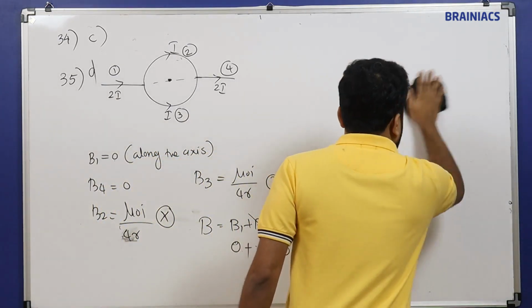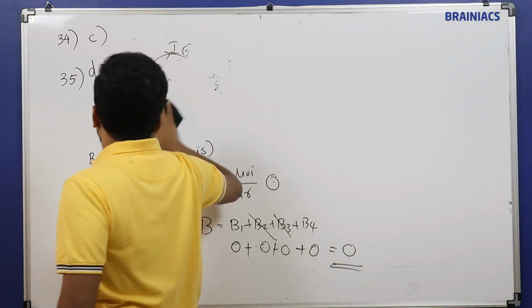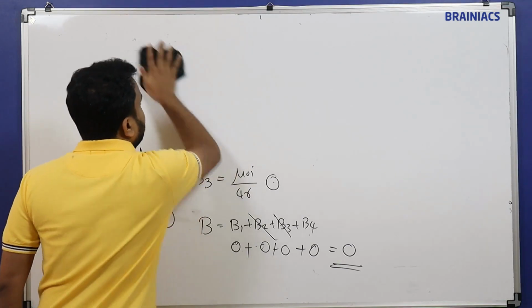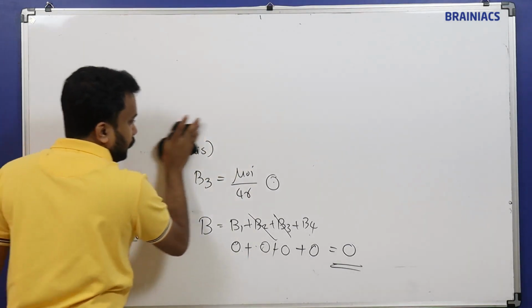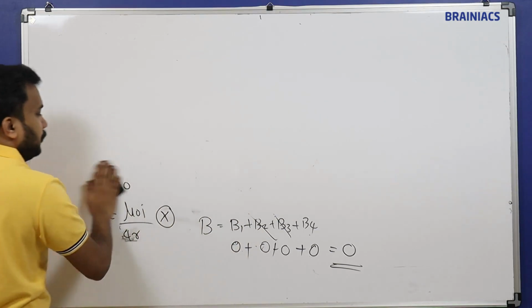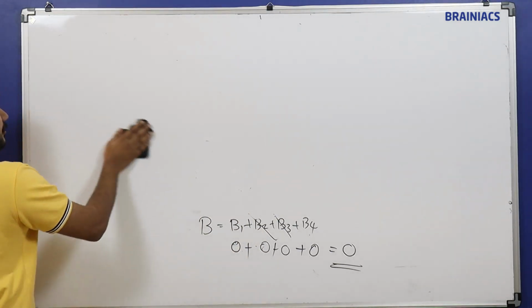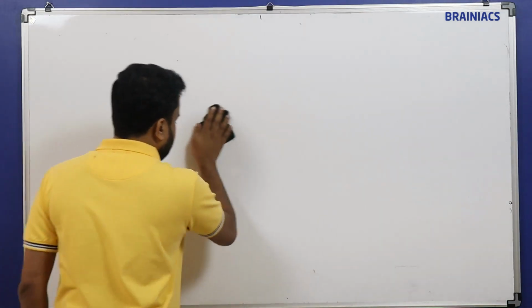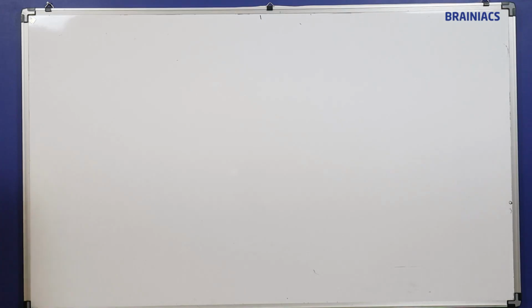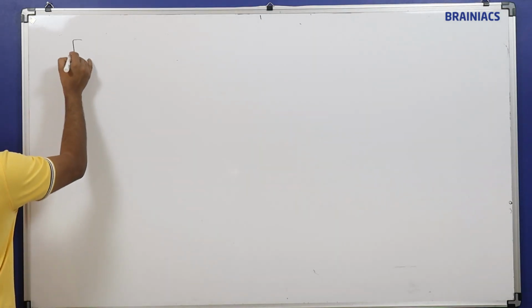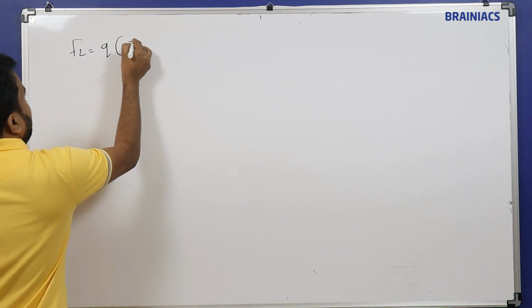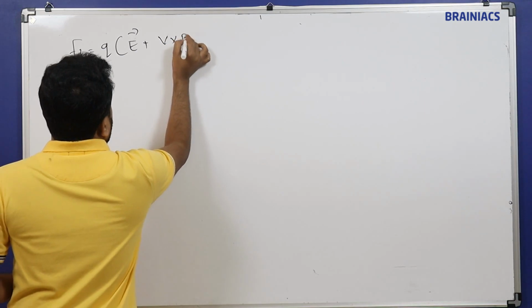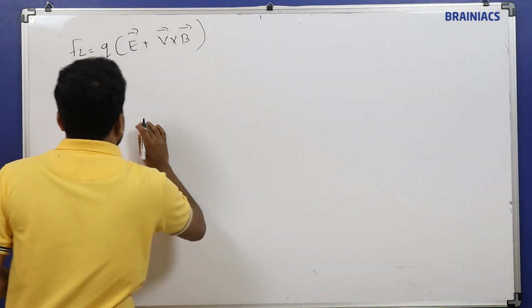Okay, so let's look into the question. Electric field is given, magnetic field is given, a charge of 1 coulomb is moving with a certain velocity, which is also given. So the charge is exposed to both electric field and magnetic field. If both electric and magnetic fields exist, then the force that exists there is called the Lorentz force. So F_L equal to Q into E plus V cross B. This is what we are going to find out.